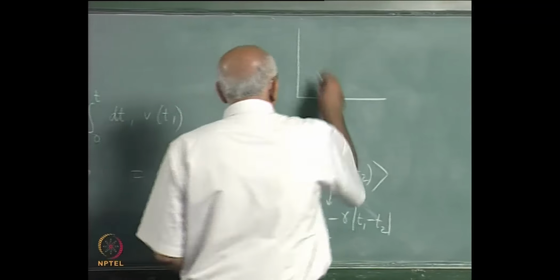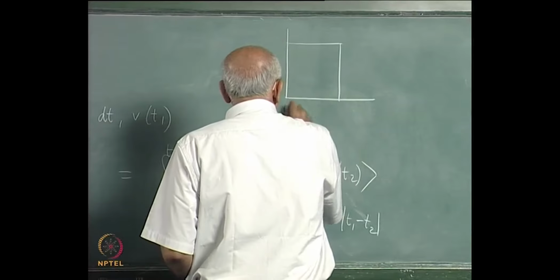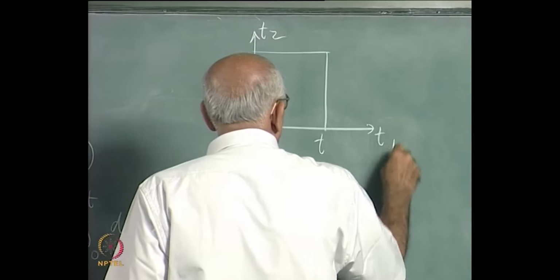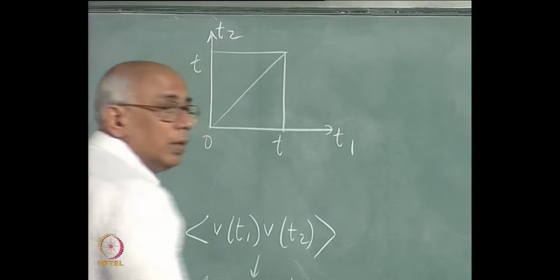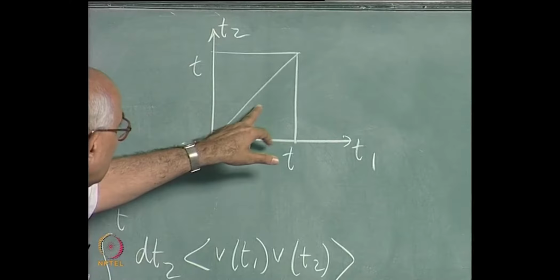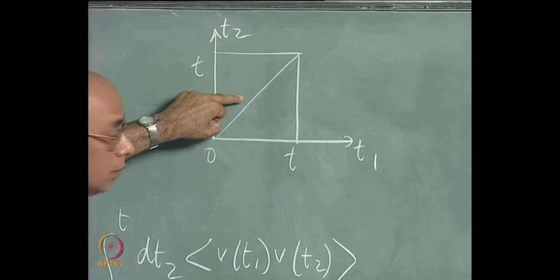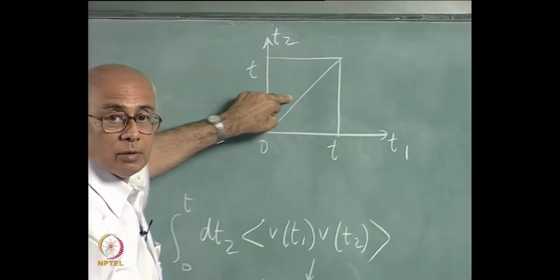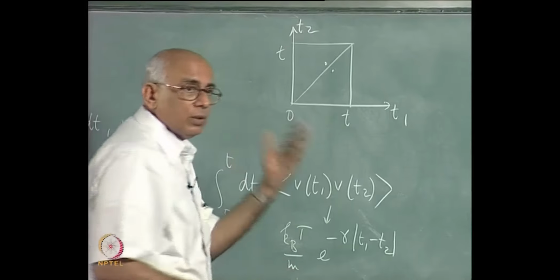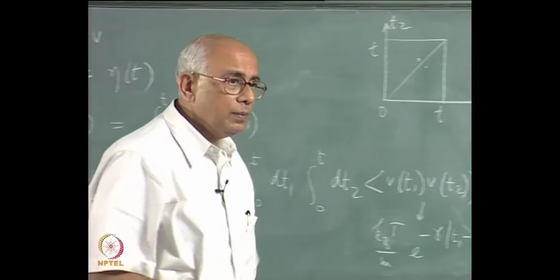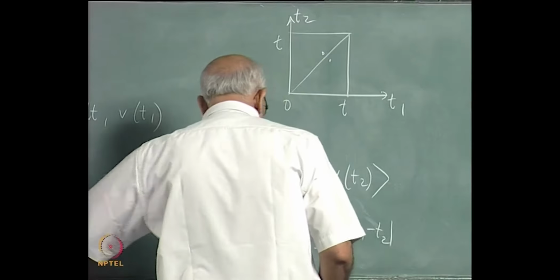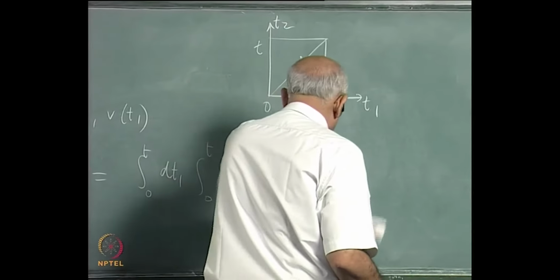In other words, in the t1 t2 plane you have to integrate from 0 to t for t2 and t1 here. This is the line t1 equal to t2, and you have to integrate over this whole square. But the function here is symmetric with respect to the function there, because it is a function of the modulus. The value at any point here is equal to the value reflected on this line. So we could as well write this as twice the value in one of the triangles.